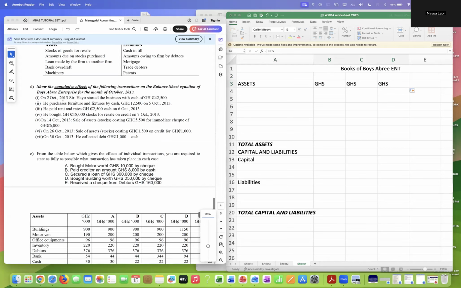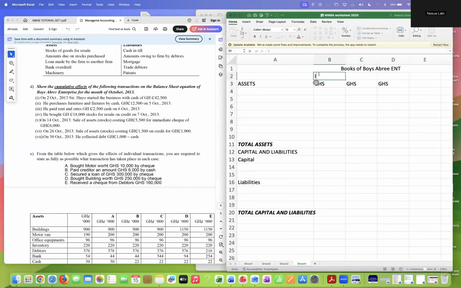Show the cumulative effects following the transactions on the balance sheet of Boys Abre Enterprise for the month of October 2013. Number one, on 2nd October 2013, Serhayo started the business with cash of 42,500.